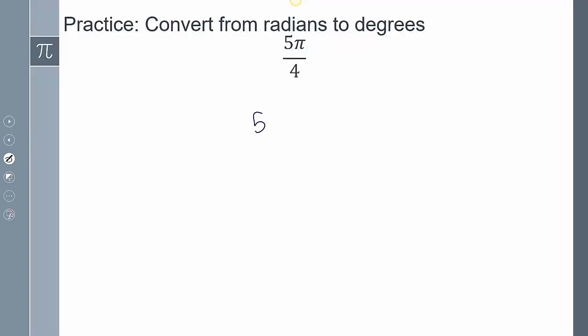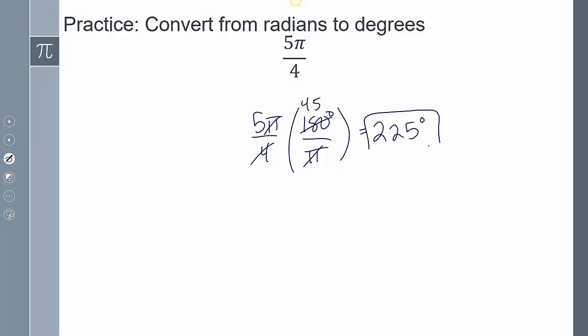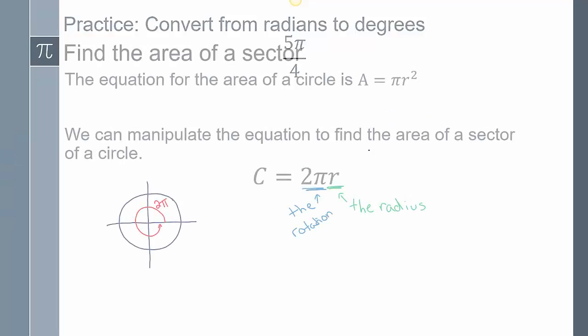If I have 5 pi fourths, I want to convert that to degrees, so it's going to be 180 degrees over my pi radians. The pi radians will cancel out as a unit. And then 4 and 180 degrees, that turns into 45. So 5 times 45 gives me 225 degrees. And so that's how we convert between radians and degrees.